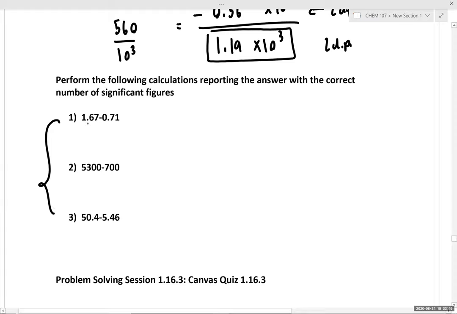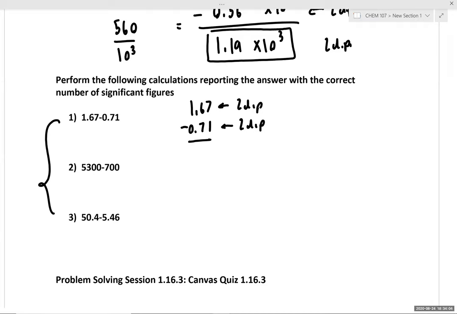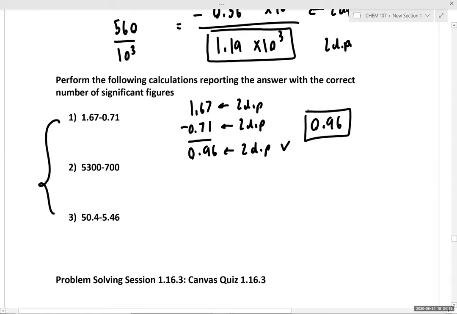Okay, so let's look at this first example. We have 1.67 minus 0.71. Our first number has two decimal places. Our second number also has two decimal places. So we have 1.67 minus 0.71. That in turn gives us 0.96, a number with two decimal places. So we're good to go. 0.96 is a perfectly valid final answer.